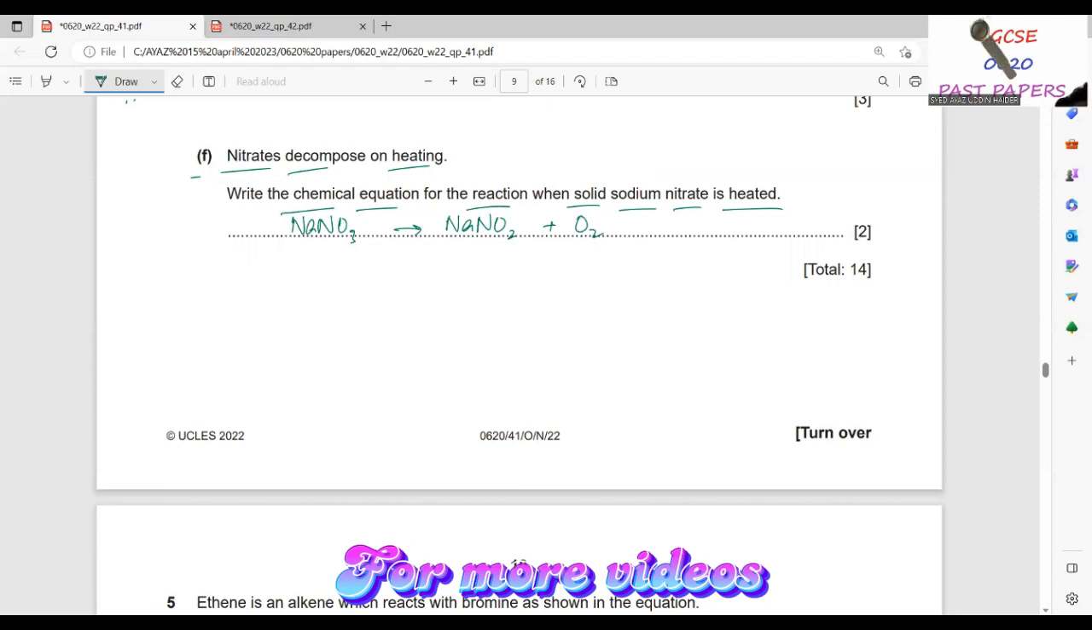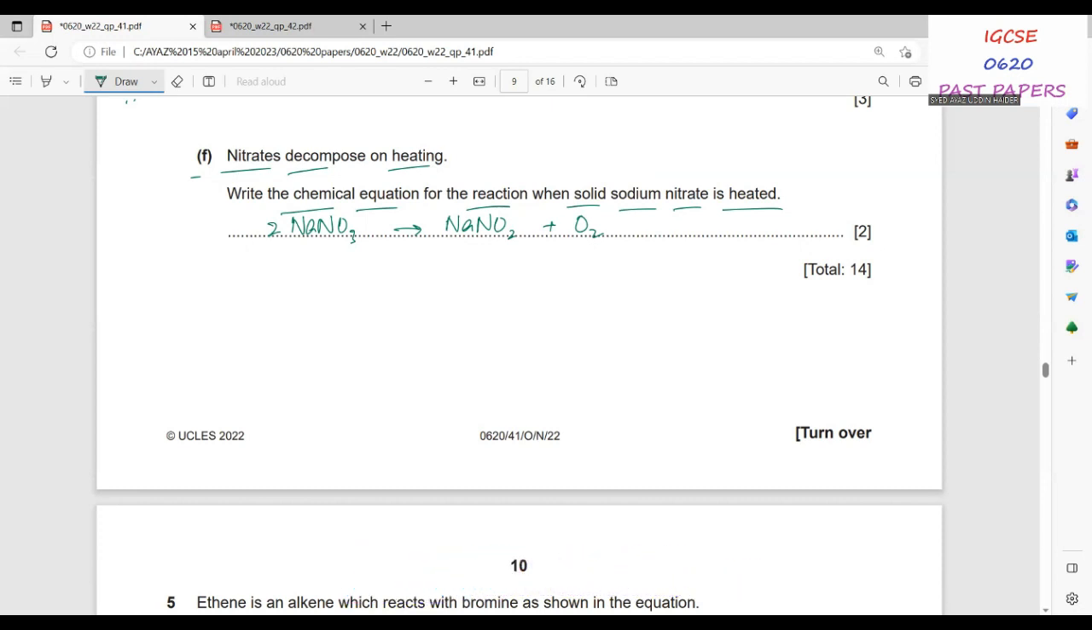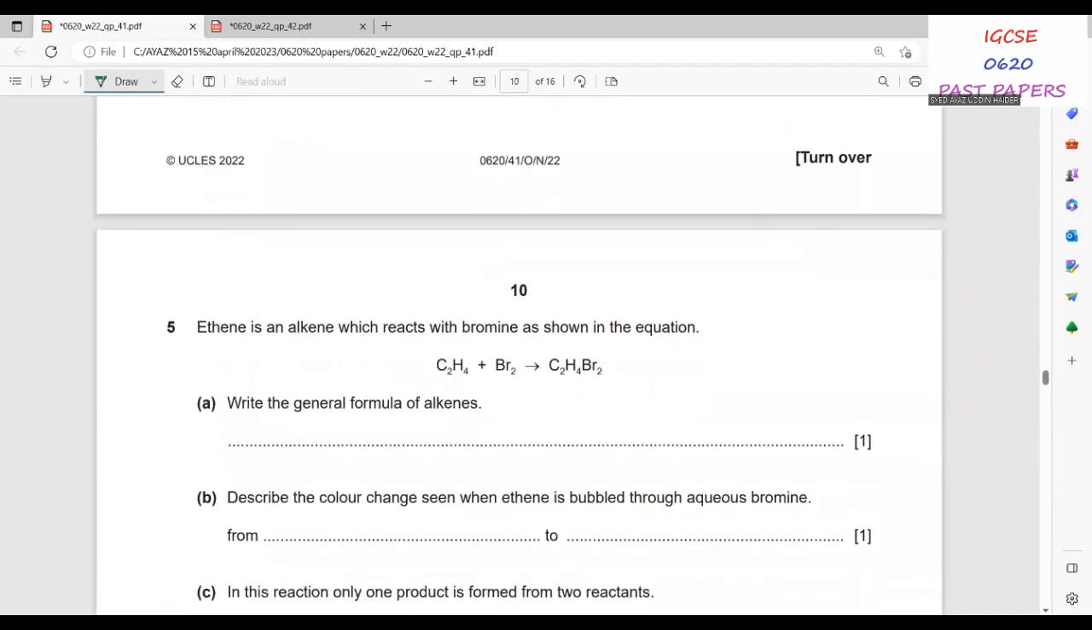So if we write 2 before NaNO3, then we can balance the right hand side. On the right hand side, we have to make it 6 oxygen. So in order to make oxygen 6, we have to multiply the sodium nitrite by 2. So this will be the final equation: 2NaNO3 gives 2NaNO2 plus O2.